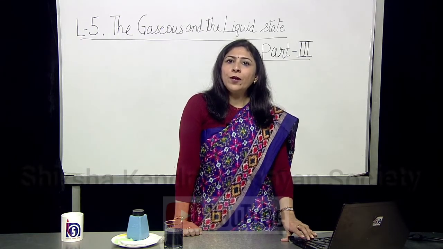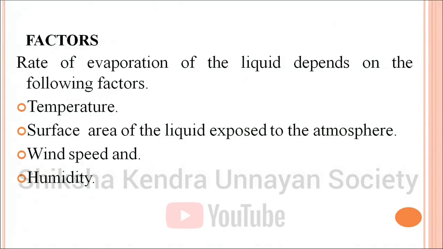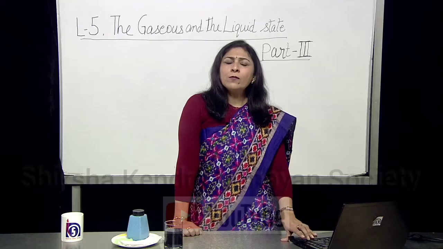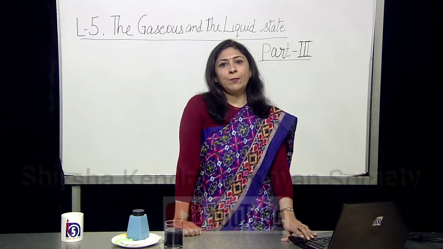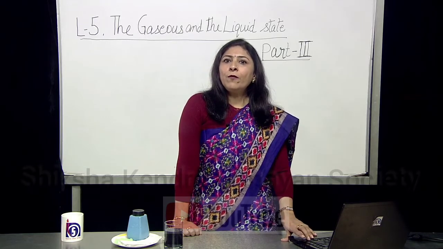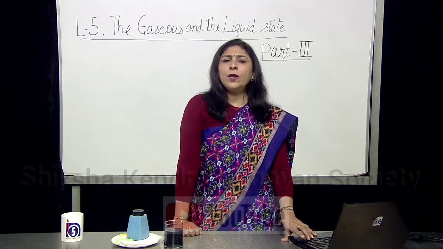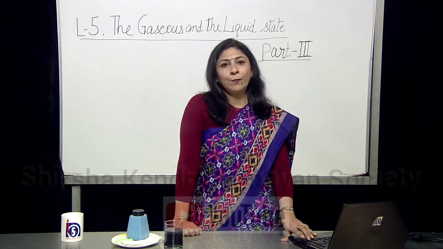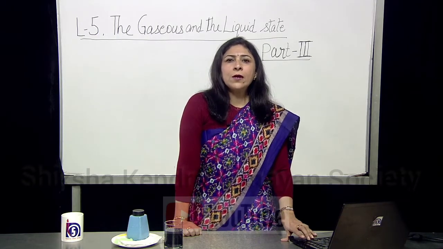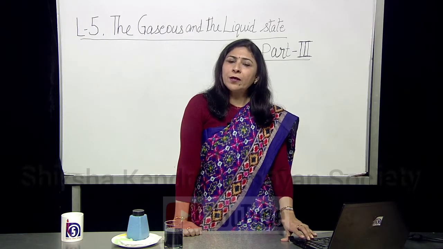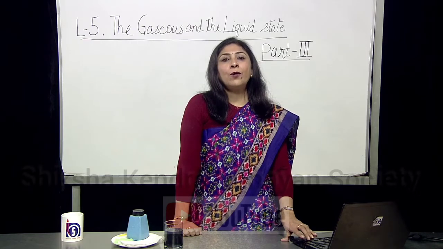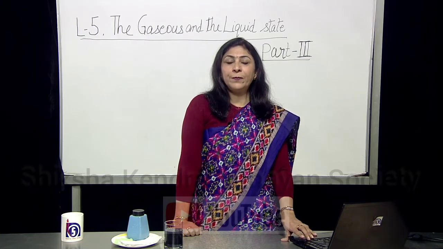Now, there are a few factors affecting evaporation. The rate of evaporation of a liquid depends on temperature, the surface area of the liquid exposed to the atmosphere, wind speed and humidity. Now, how? Surface area: the more the surface area, the faster the evaporation. For example, spreading clothes for faster drying. This is a very common example which we see in our homes. We never put cloth in a crumpled form when we have to dry it, we spread it. Why? Because when we spread it, the surface area is more and the cloth dries faster.